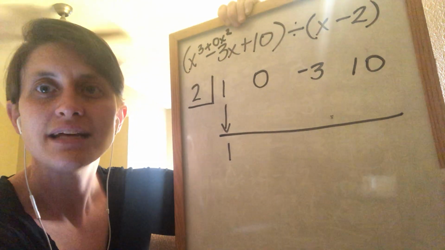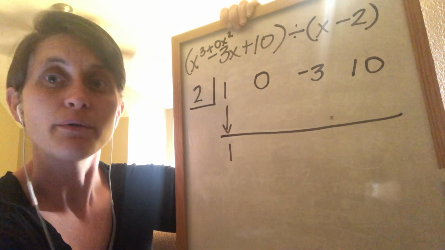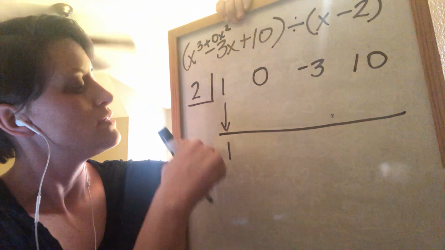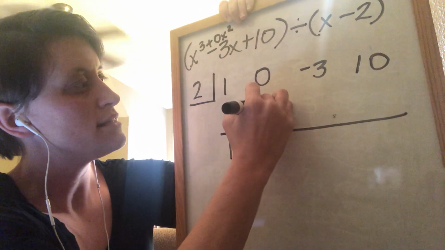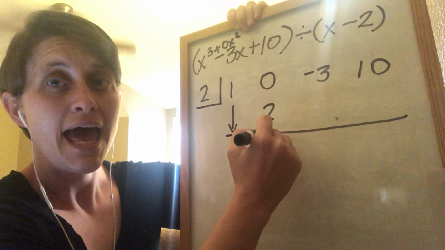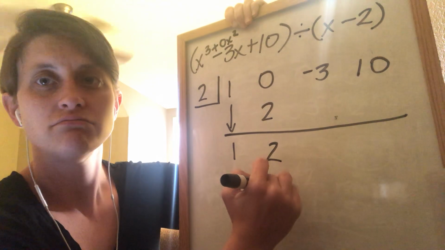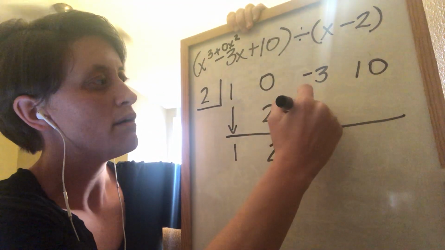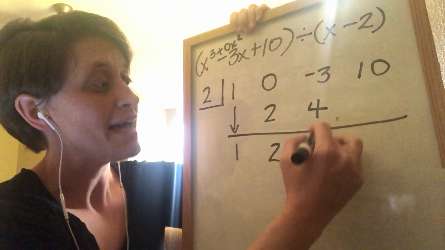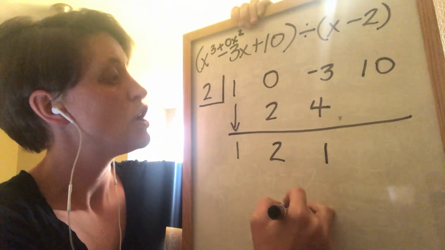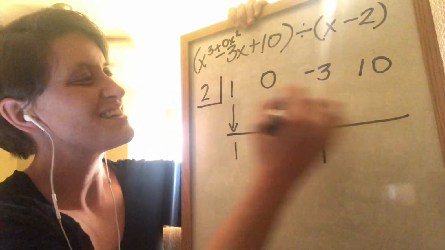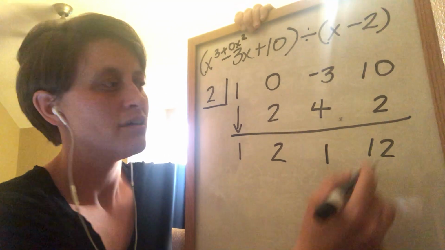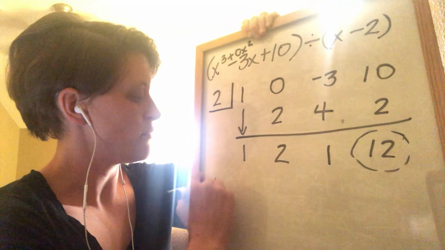And now we do the synthetic division steps, what's called the algorithm, the set of steps that gets us to our answer. Take the last number you wrote down, multiply it by the number in the box to get 2, add to get 2. Do it again. Multiply by the number in the box to get 4, add to get 1. One more time, multiply by the number in the box to get 2, add to get 12. Right away, we have our remainder.